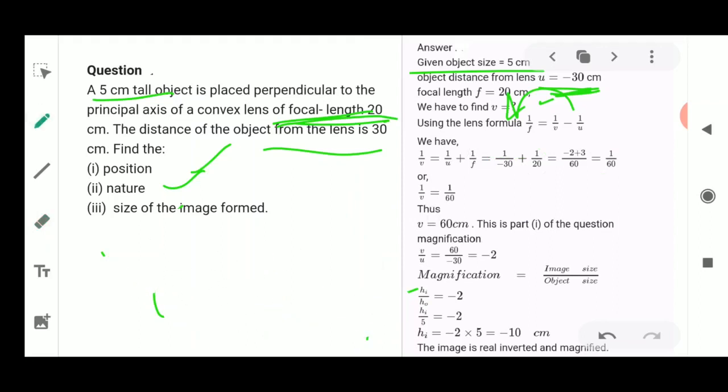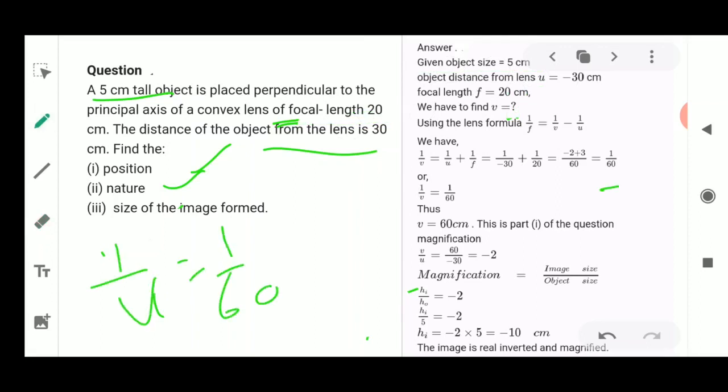Okay, so don't forget to write this minus sign with the value which you are substituting. You will get the answer as 1 by 60. Now you got 1 by v is equal to 1 by 60. It means v is equal to 60 centimeters. So you got that the image distance, that is v, is equal to 60 centimeters.